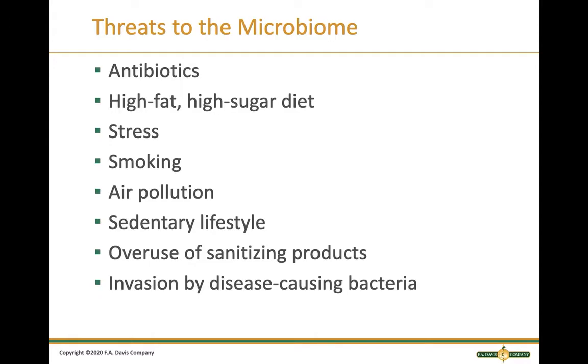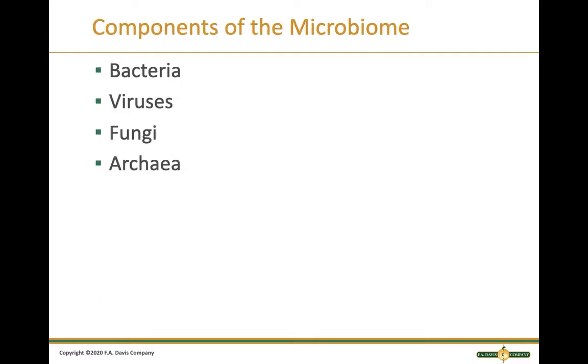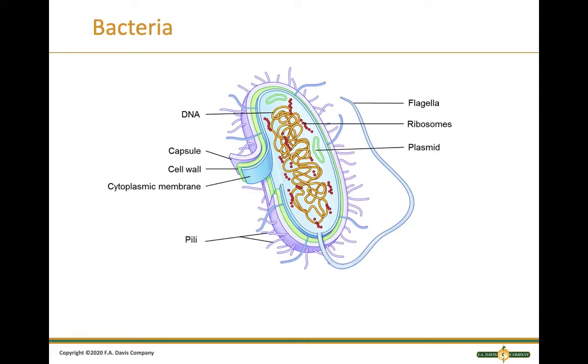So let's next look at what's in the microbiome. So it's primarily bacteria, also some viruses, fungi, and archaea. So let's look at the structure of a bacteria. They're kind of similar to our cells, but they're a lot smaller. They don't have organelles. They do have DNA, but they don't have a nucleus. They do have ribosomes. They have a membrane that's similar to ours. In addition, they have a cell wall outside of that, and many of them have a capsule outside of that to keep them from drying out.